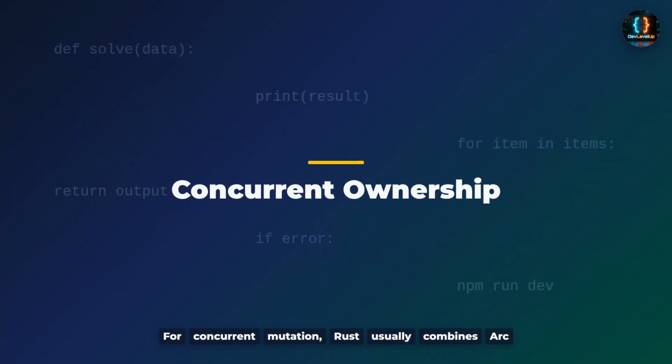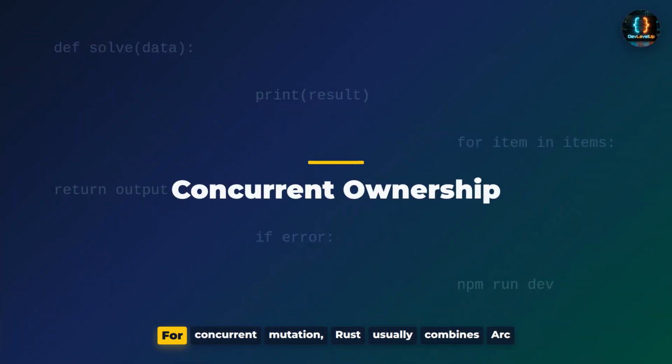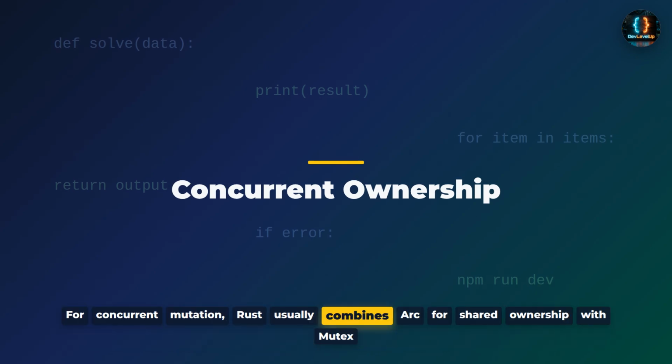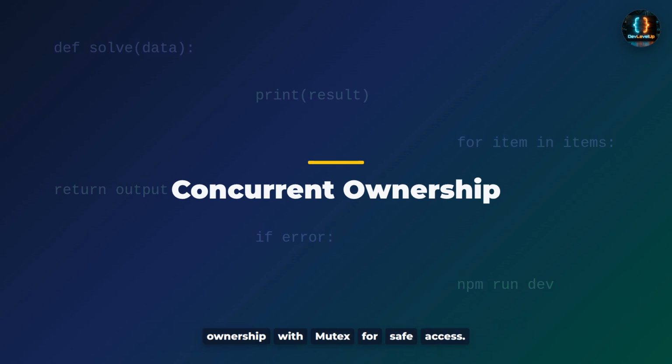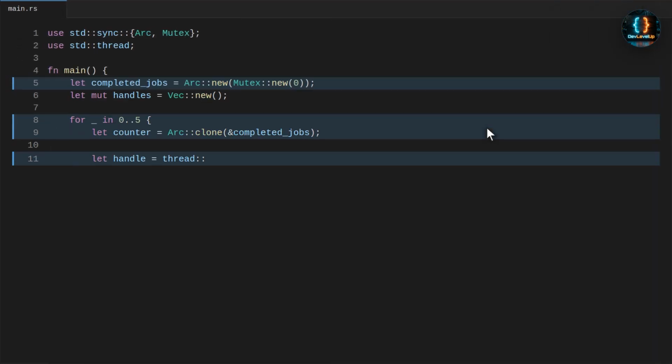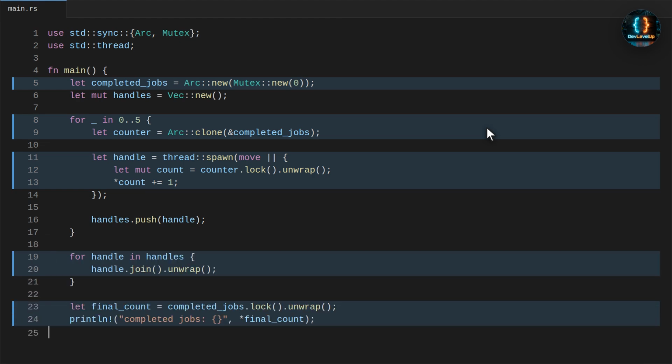Single-threaded shared ownership is not enough when work moves across threads. For concurrent mutation, Rust usually combines Arc for shared ownership with Mutex for safe access. A job counter is a simple example of shared mutable state across worker threads. Arc lets each thread own a handle to the same counter, and Mutex makes sure only one thread increments it at a time. Now we spawn 5 workers, join them, and print the final count.